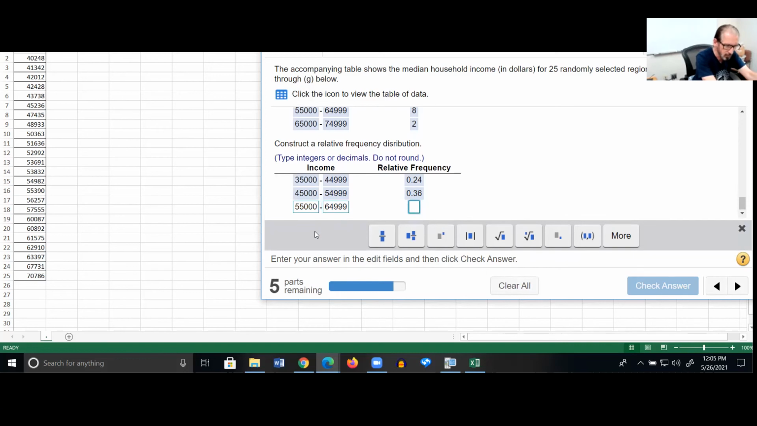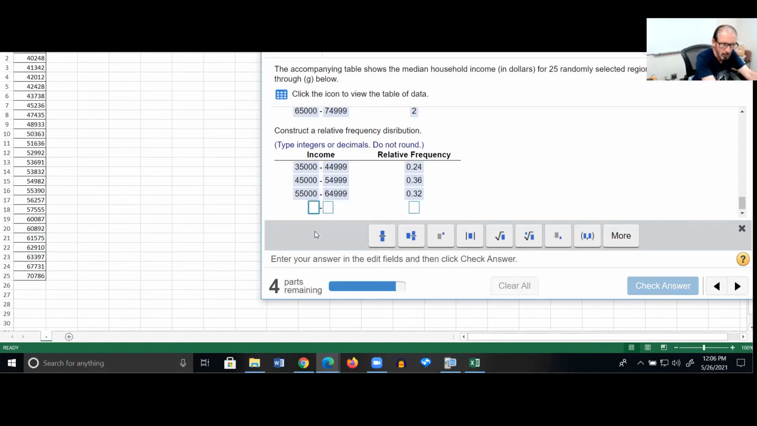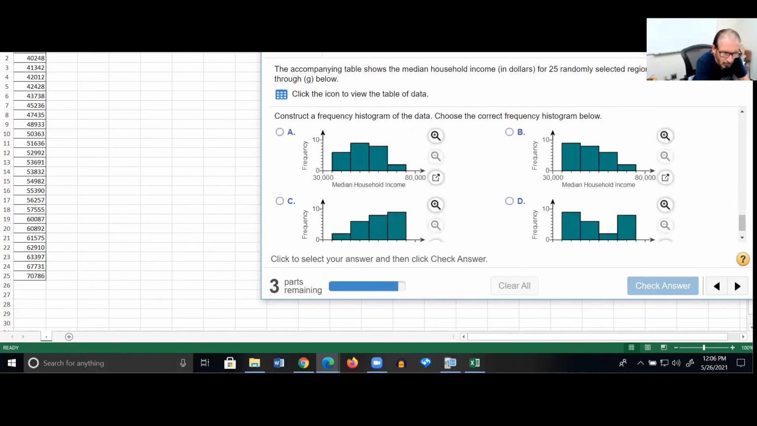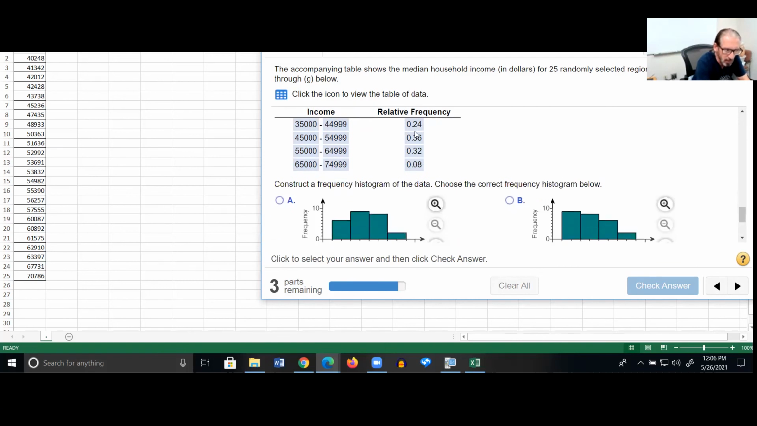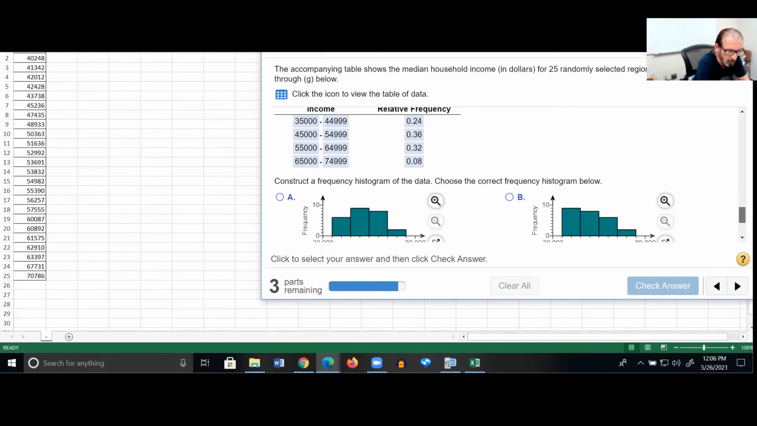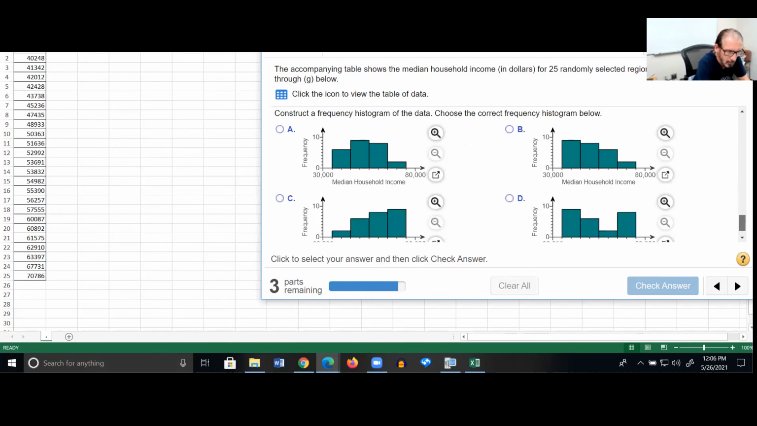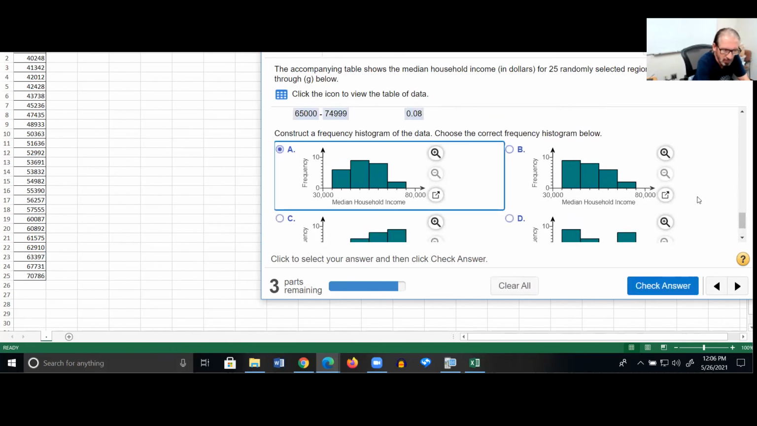Eight over 25, same as 32 over 100. And then 2 over 25, same as 8 over 100. 0.08. So what we're seeing here is from one to the next, an increase, then a decrease by a little bit, not back as low as this, and then a real sharp decrease. So whether we're talking about a frequency histogram or a relative frequency histogram, looks like A should be the choice here.